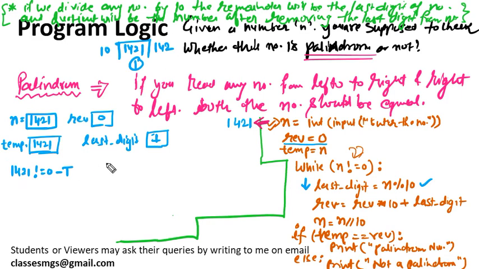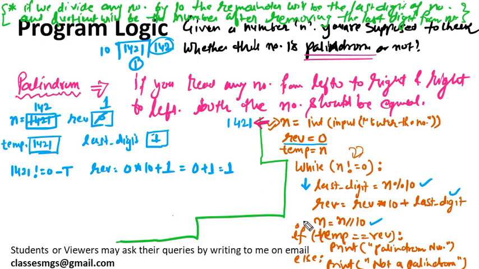Next, this line is executed: reverse equals reverse * 10 + last digit. Reverse value is initially 0, so 0 * 10 plus last digit 1. Reverse will become 0 plus 1, that is 1. Then n divided by 10, the quotient will be 142, so n will reduce and become 142 now.